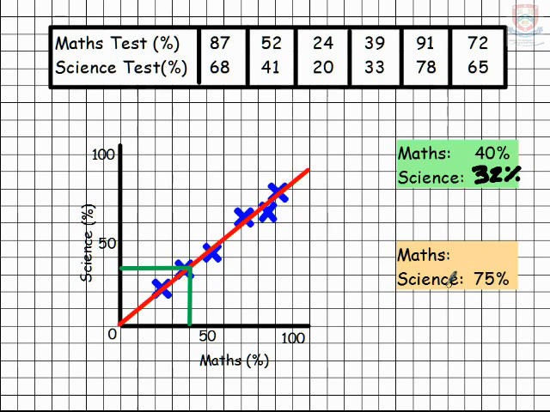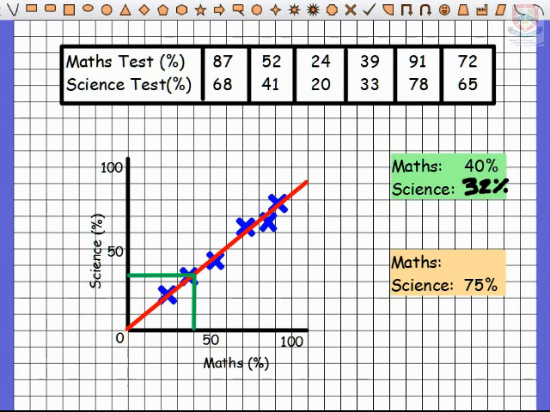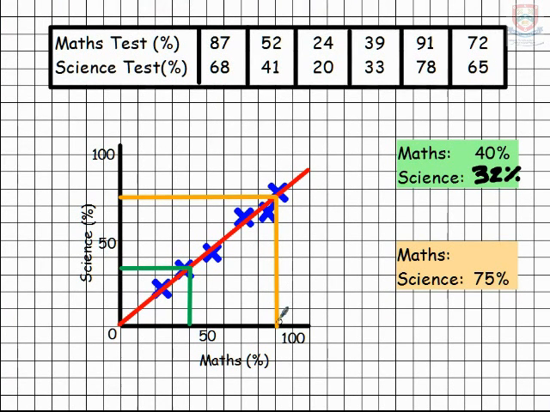In a similar way, if we know that science is 75%, we find 75% on our science axis, draw a line across this time until it hits the line of best fit, and then go down to the maths axis to show that the student in this case should have approximately 80 or 90%. The accuracy of your graph and the positioning of your line of best fit would have an effect on this result, but generally you'll find it'll be very, very close to this.